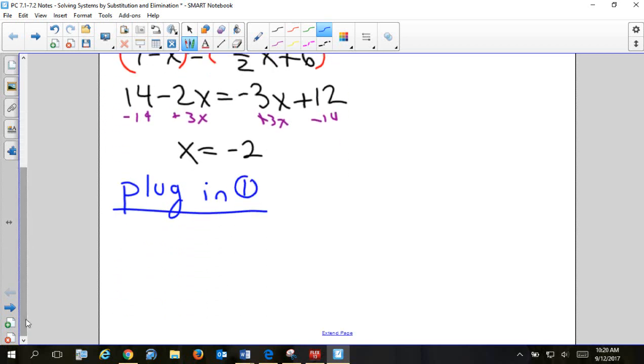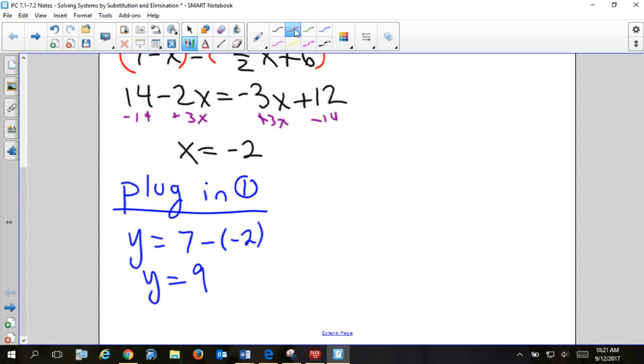The most mistakes that I see on this kind of stuff is people who do not stay organized and their work is everywhere and they can't read their own handwriting and they're not doing all the steps that I've given you. As a 17-year teacher, I've seen all the mistakes. So trust me when I say do all these steps and you're going to do a lot better than if you don't. So I'm going to plug in y equals 7 minus x. I'm going to plug in x is negative 2. Y equals 7 minus negative 2. So y is 9.